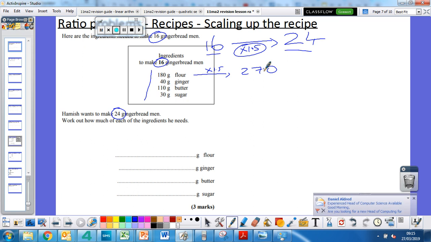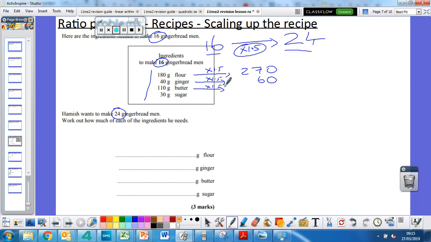We do 40 times 1.5, which is 60. We do 110 times 1.5, which is 165. We do 30 times 1.5, which gives us 45. We make sure we write those answers down here: 270, 60, 165, and 45. It is as simple as that.